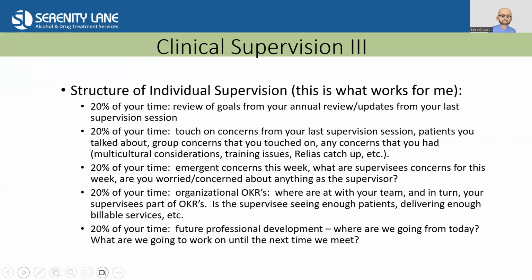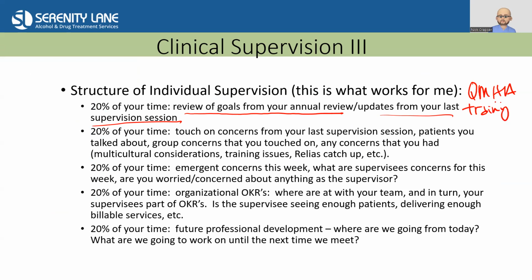Here's how I structure, or I try to structure, some of my individual supervision time. And I really hope 20, 20 adds up to 100. Good. 20% of my time is just a brief review of goals from our annual review. So we went over goals from the last review, updates from the last time we had our supervision session. So hopefully at your employee review, you talked about things that you wanted to do, the supervisor wanted to do. So for instance, they wanted to get their QMHA, or they wanted to get more training in an area. So these are things that we wanted to go over to make sure that they got.